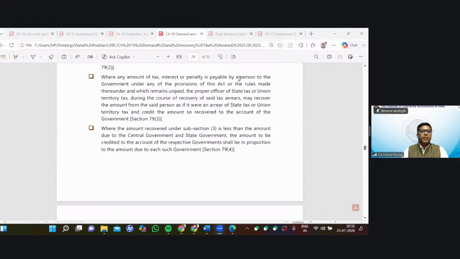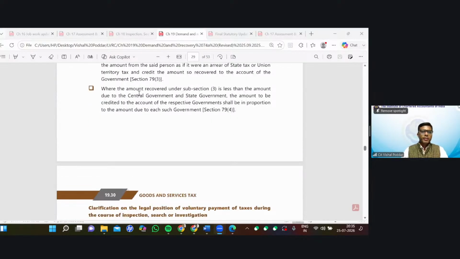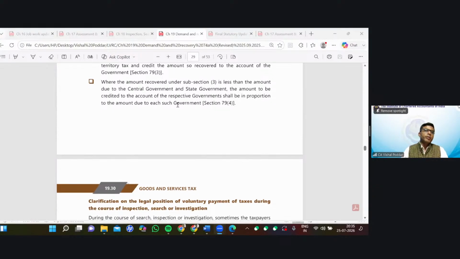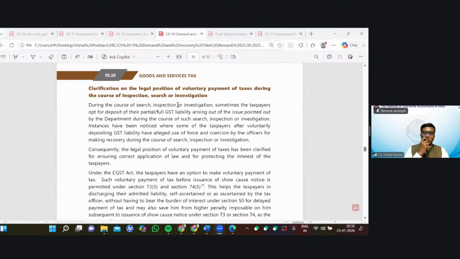Where amount of tax, interest, penalty is payable by a person to the government under any provisions of this Act, rules made thereunder, and it remains unpaid, the proper officer of state or union territory during the course of recovery of such arrears may recover the amount from the said person as if it were arrears of state tax or union territory tax, and credit the amount so recovered to the account of government. Further, where the amount recovered under subsection 3 is less than the amount due, the amount to be credited to the account of respective government shall be in proportion. So where amount recovered is less, they will bifurcate in the same proportion in which the original amount is due.